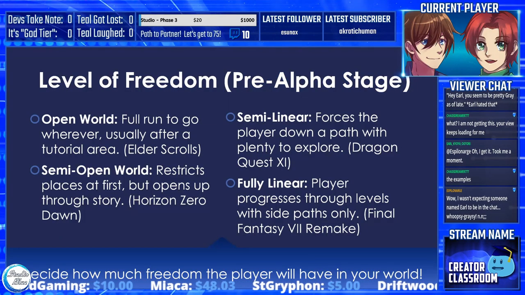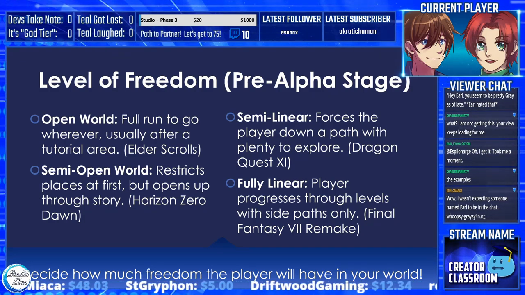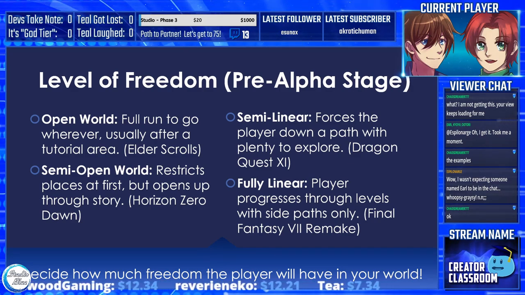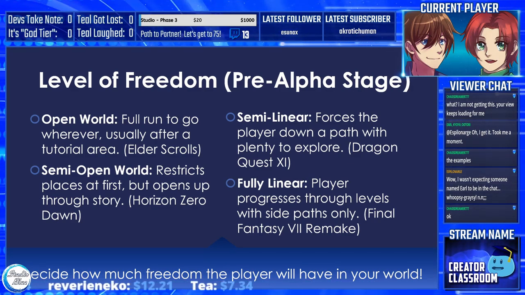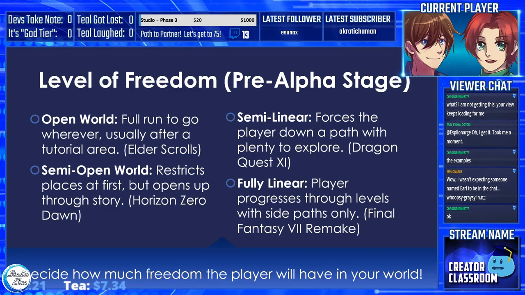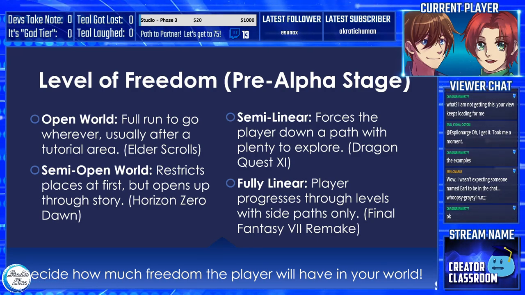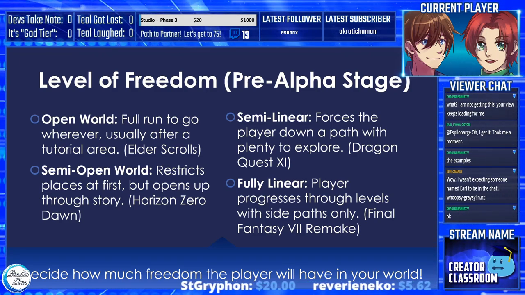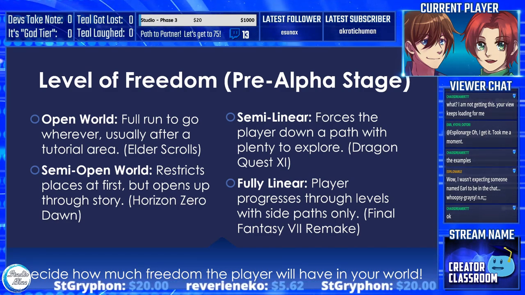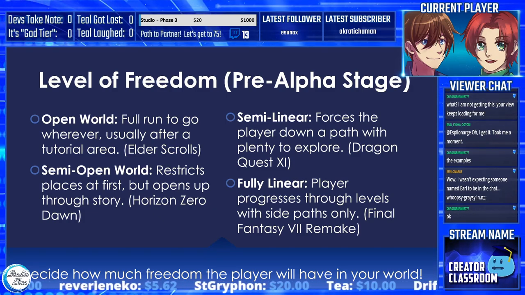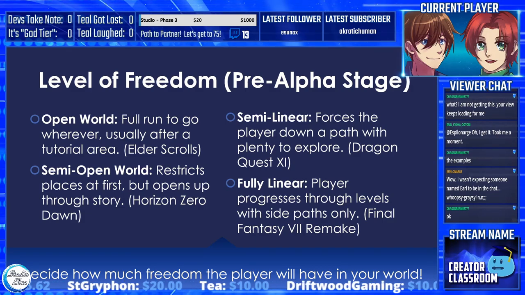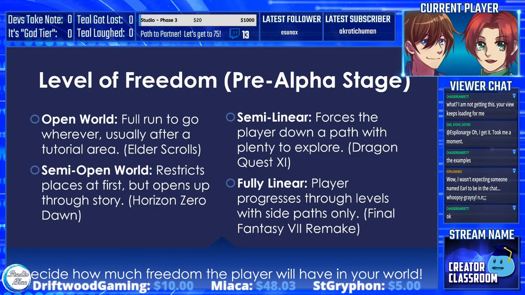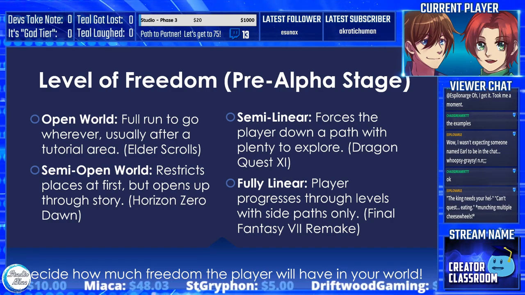Okay. Level of freedom. Now that you have the entire story drafted, including progression, and have decided on how the player's choice will influence things, you want to decide how much freedom they have in your world. You can go completely open world, where after the start of the game, which may or may not have a tutorial area, they have full run to go wherever they want, such as with Elder Scrolls. You can go with a semi-open world, which restricts places, opening your world up more and more through the story, such as with Horizon Zero Dawn. You can go semi-linear, where the game forces the player down a path, but with plenty to explore along the way, such as with Dragon Quest XI. And you can go fully linear, where the player is pretty much progressing through levels, with only side paths to explore, such as with Final Fantasy VII Remake.